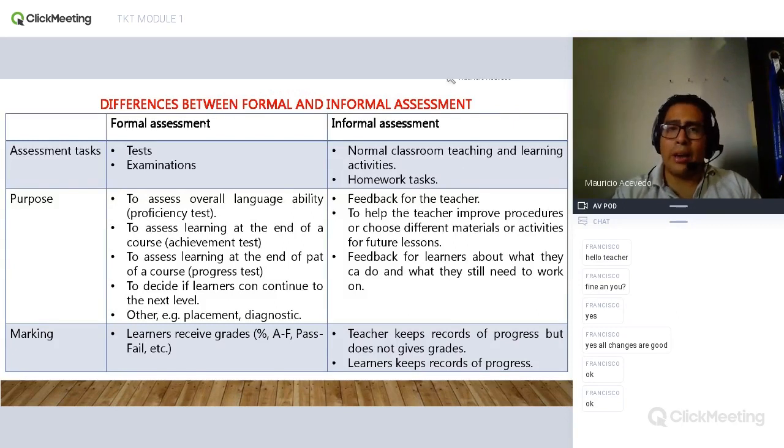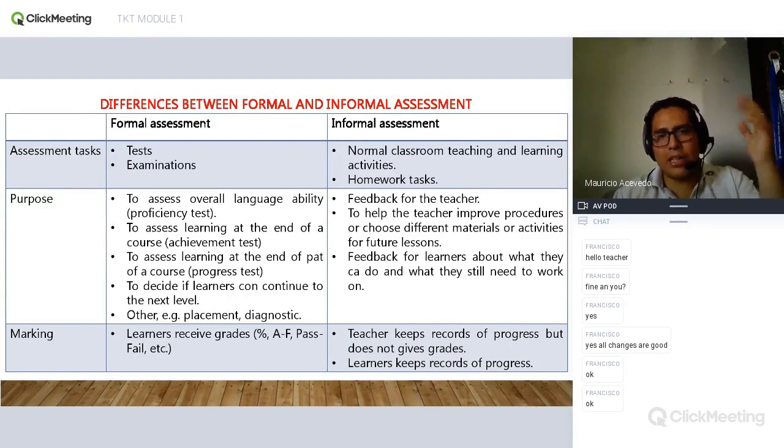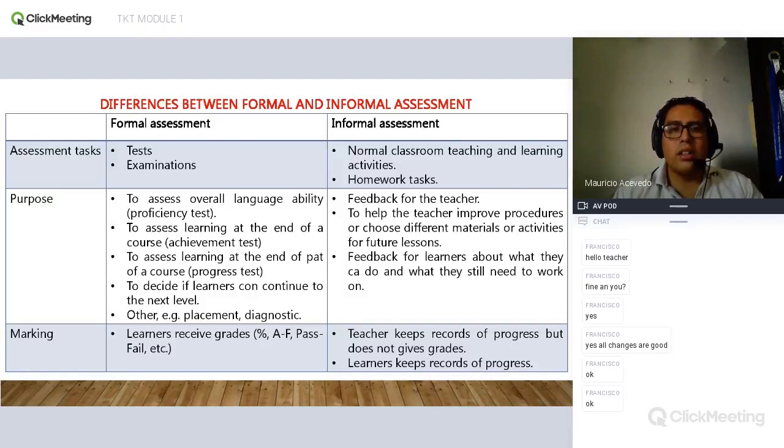So I was telling you about formal and informal assessment. I made this chart in which we have all the differences between these two. For example, for formal assessment, we have different assessment tasks. For formal assessment, the most common ones are tests and examinations. No more. These are the most common ones. Remember, if you want to know if your students learned or not, it's better with a test or an exam.